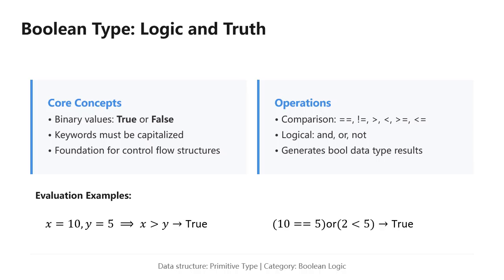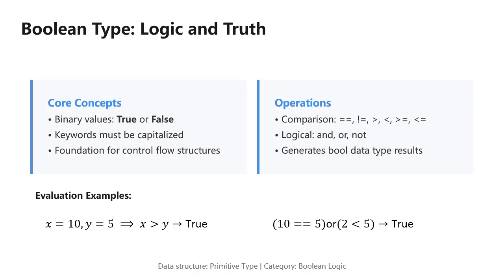Building on what we just covered with strings, let's dive into the most binary form of data in Python, the Boolean type. This is the heart of logic and decision making in your code. A Boolean or bool represents only two possible values, true or false. It is crucial to remember that in Python, these keywords must always be capitalized. These values are the foundation for how a program decides which path to take when we start looking at loops and conditional statements.